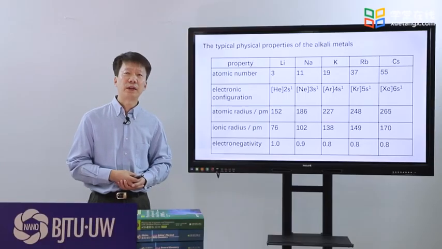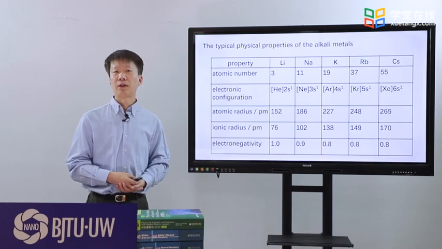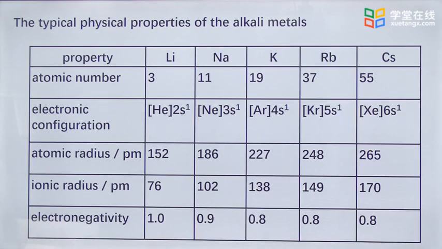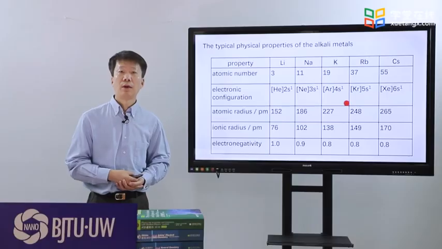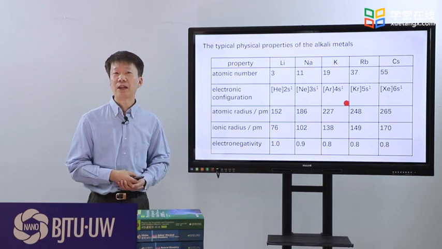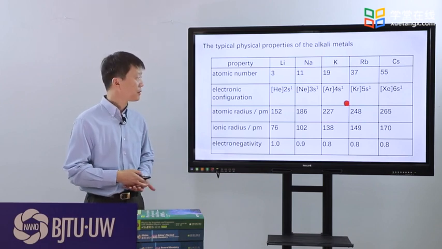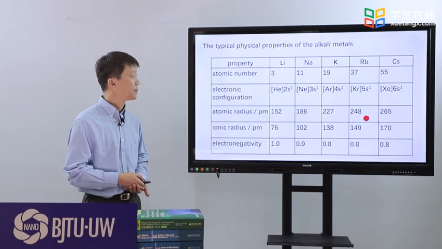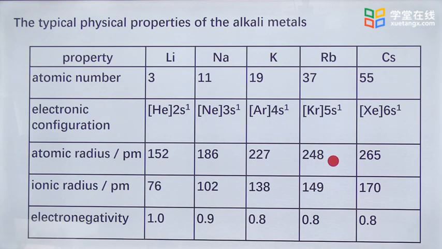The typical physical properties of the alkali metals, Group 1 metals, and their ions are summarized in the table. You may notice that there is only one valence electron for each element. The atomic radius increases with the atomic number. So does the ionic radius. The electronegativity values of Group 1 elements are almost the same.